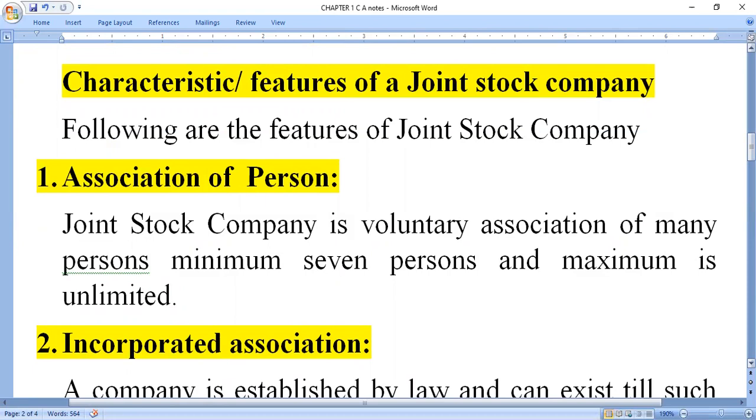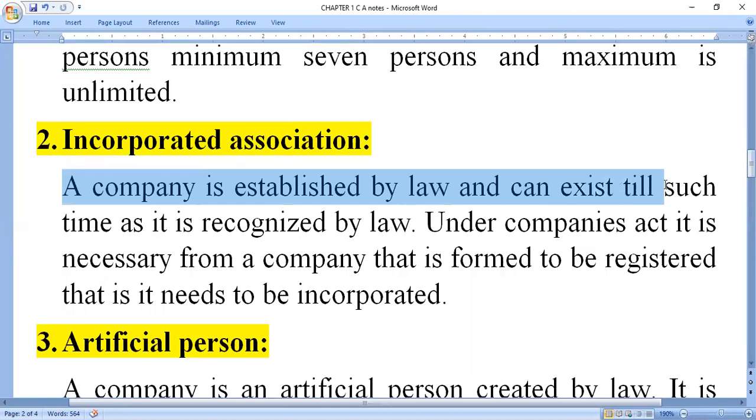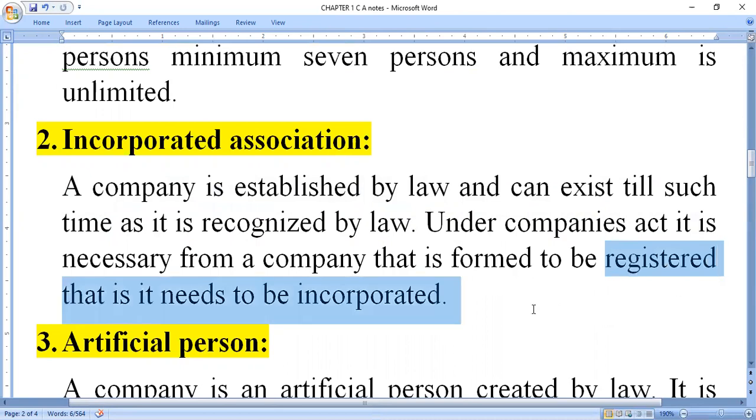And the second characteristic feature is incorporated association. Here, incorporated association is nothing but a company established by law, and it can exist till such time as it is recognized by law. It is very, very essential. Each and every joint stock company is started or incorporated under the Companies Act of 2013. It must be a registered or incorporated company. We should register under the Companies Act of 2013.